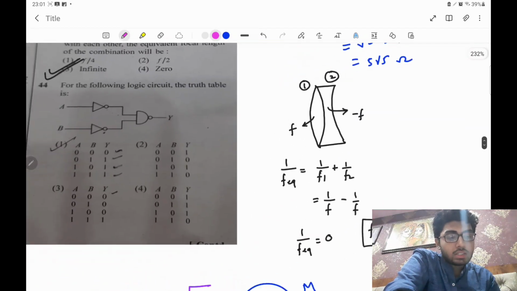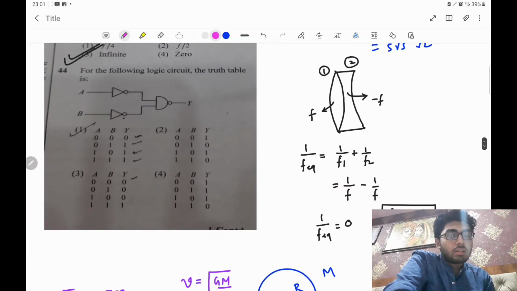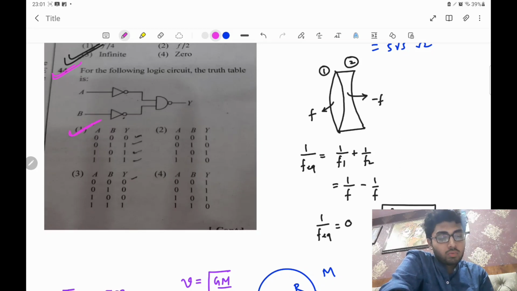For the following logic circuit, what is the truth table? If you follow it, you will clearly understand that the answer will be option number 1. Just check it. If A and B are 0 0, then automatically it will become 1 1, and then it will become 1, and the opposite will be 0. If it is 0 and 1, it will become 1 and 0, and then after that this will become 0, and after the AND gate it will ultimately become 1, right? So this is also true.